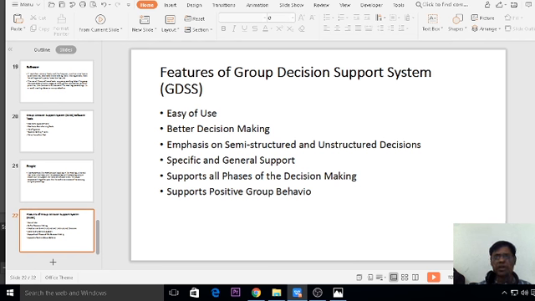This is about the second unit of the decision support system of information system. Here we discuss the decision support system hardware and software and the architecture. So you go through the topic and study it.